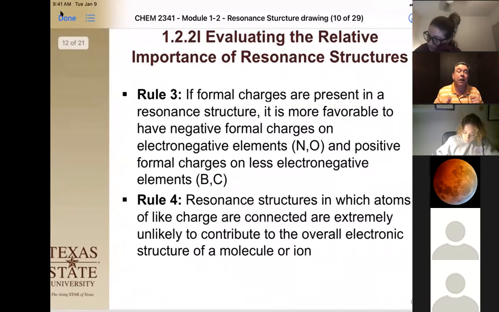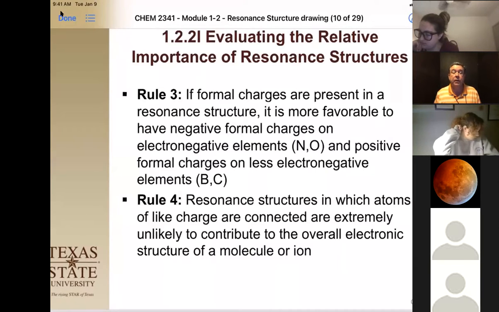Rule 3: if formal charges are present, you want your negative charges on electronegative atoms, like oxygen and nitrogen. If you have a positive charge, you want it on the less electronegative atoms, like carbon and boron. It makes sense because the more electronegative atoms are more likely to want the electron, making it negative, and that's where the negative charge is going to lie. So if you draw a resonance structure with a positive charge on oxygen and a negative charge on carbon, that's probably not going to happen very often, because oxygen is much more electronegative.